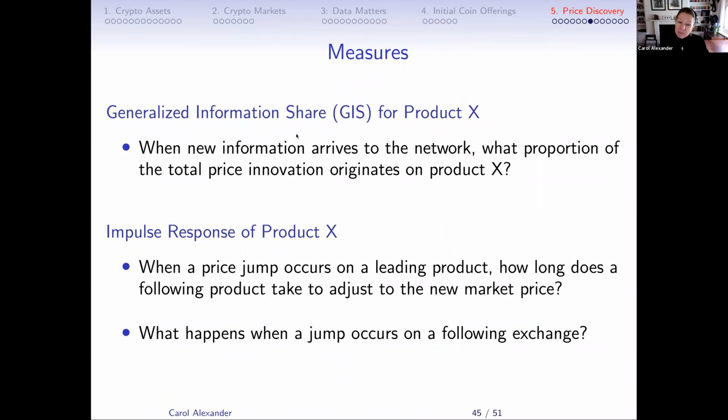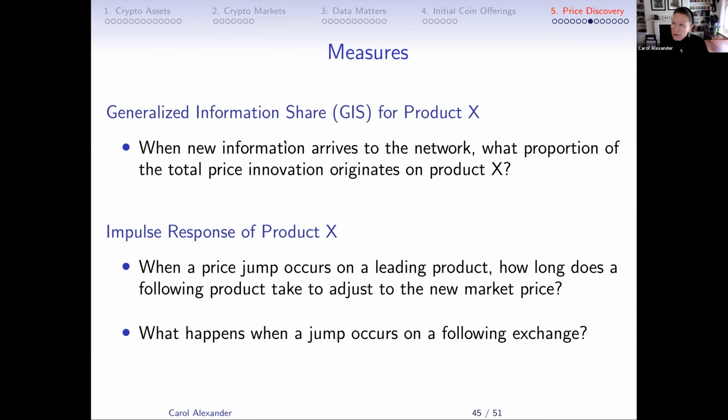And then we've got the impulse response associated with it, built on the same model. It's all a vector error correction model. When a price jump occurs on some product like Huobi futures, how long does a following product like CME futures, for example, take to adjust to that new market price? How long have you got?